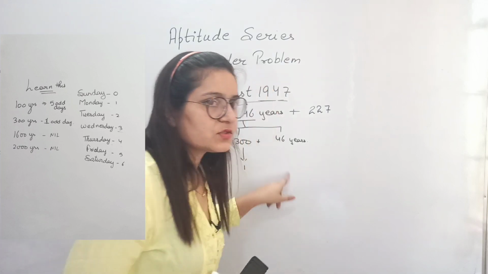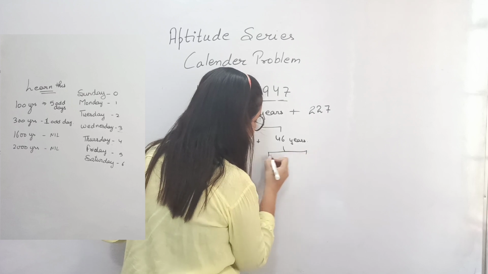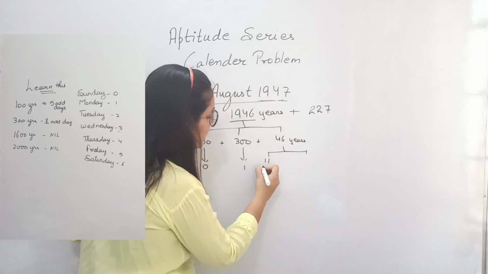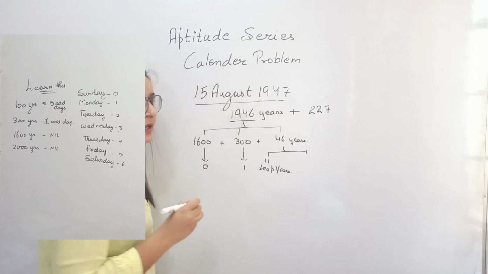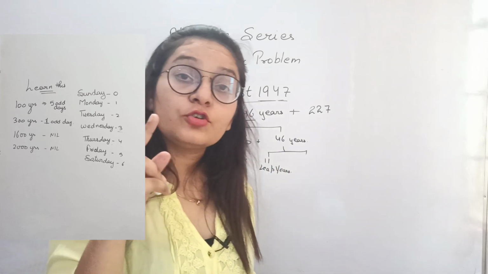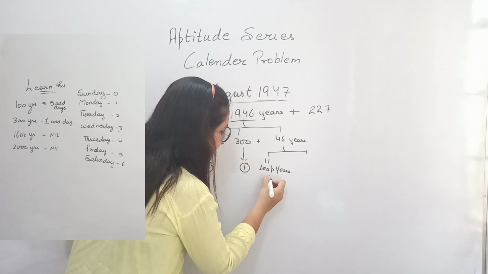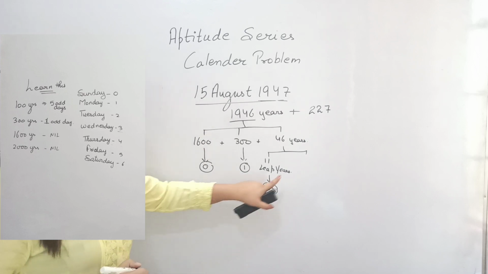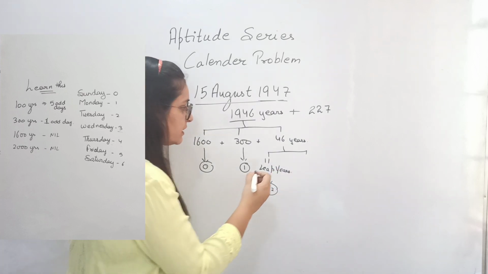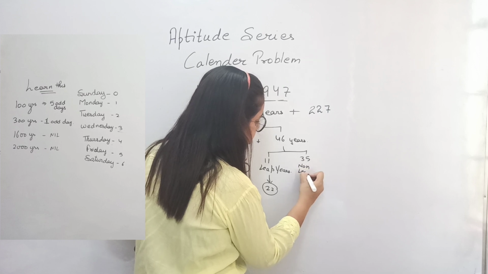When we divided this 46 by 4, what did we get? It is divided by 11, meaning 11 leap years. And we have just read that in 1 leap year there are 2 odd days. So the number of odd days in these 11 years is 22, and the rest are 35 years. These 35 are non-leap years.